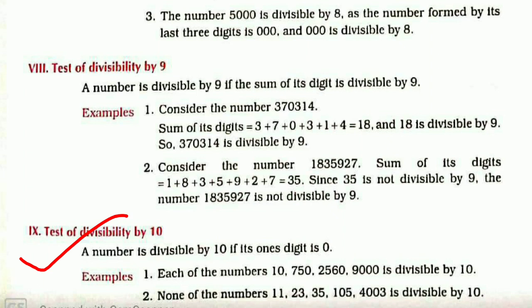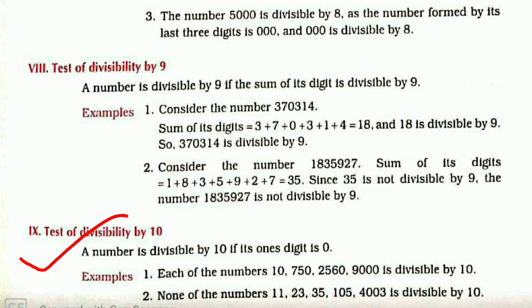Okay, now if any number ends in 0, then we can say that it is divisible by 10. So each of the numbers, 10, 750, 2560 and 9000, is divisible by 10, because they all have 0 in their unit place.